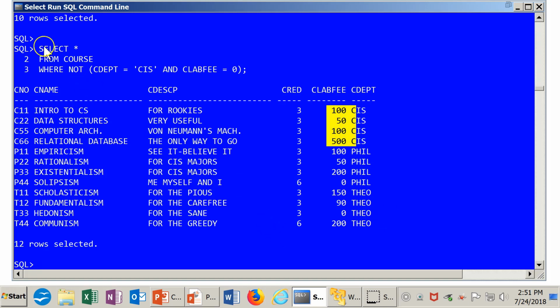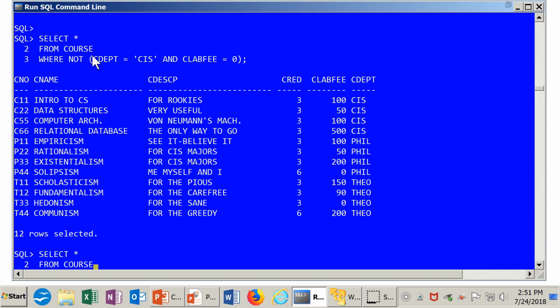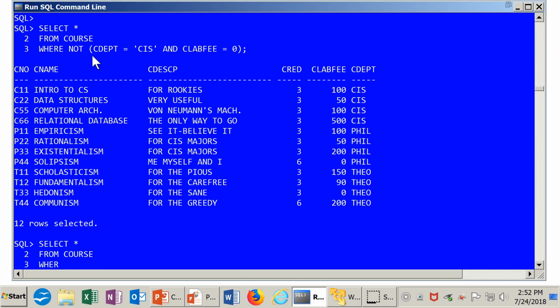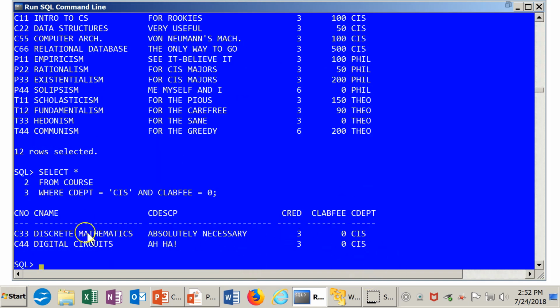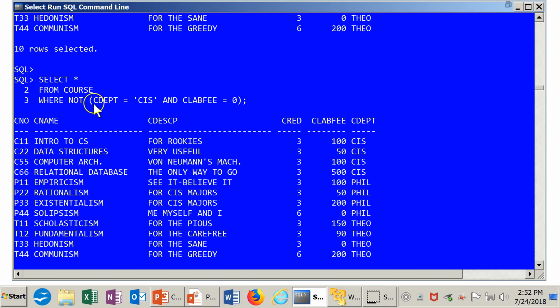Now if this is not quite clear, let's take a look at the query that might have been a preliminary step here. Let's say where, and we'll use these two conditions here. So what we're doing is saying, let's identify from the course table the rows that satisfy these two conditions. The department is CIS and the lab fee is 0. It identifies precisely C33 and C44, those two rows. Then, by putting the not before this whole thing, which is what our current query actually did, we said, ignore those and show me the rest. And sure enough, look at the two rows that are not here, C33 and C44.